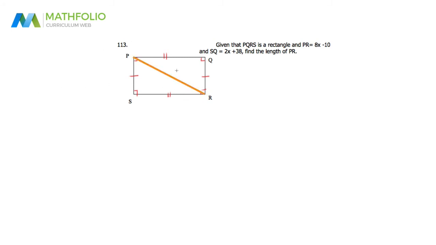So PR right here, it tells us that this distance is 8x minus 10. And we know that SQ, which, let's draw that one as well. Let's go for pink. S through Q, which is this over here, and that distance is 2x plus 38. And it wants to know the length of PR. Well, not only does it look like it, but this is another definition of rectangles, that these diagonals are in fact equal. So we can let 8x minus 10 equal 2x plus 38.